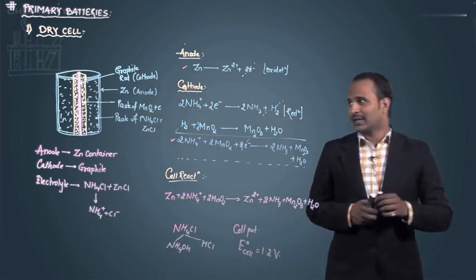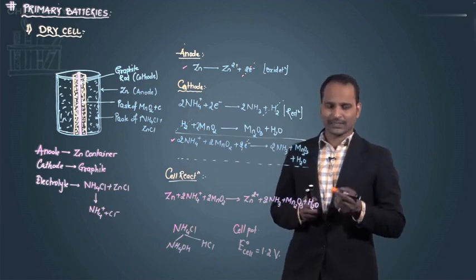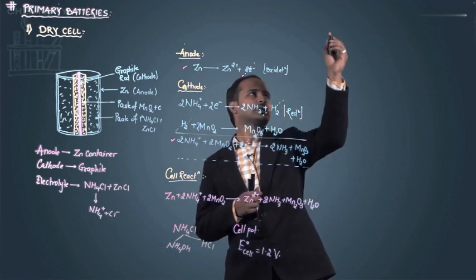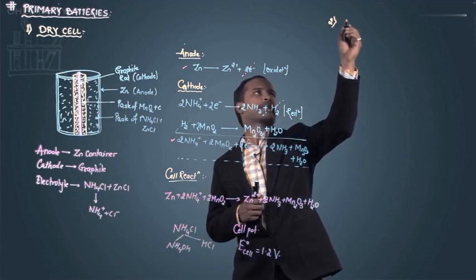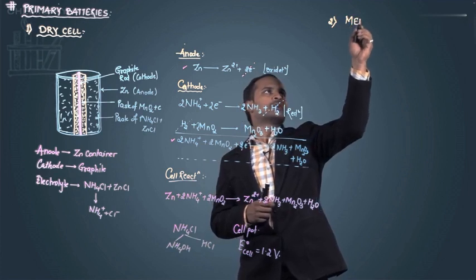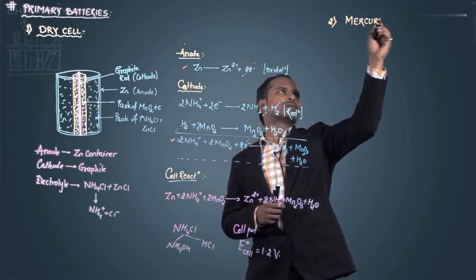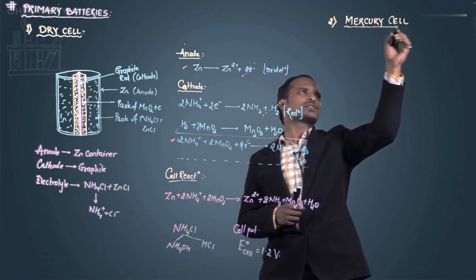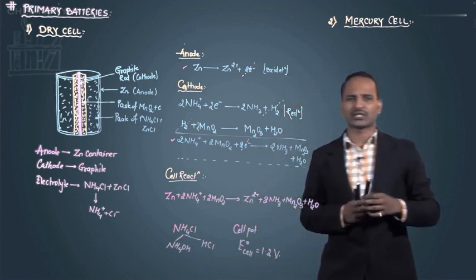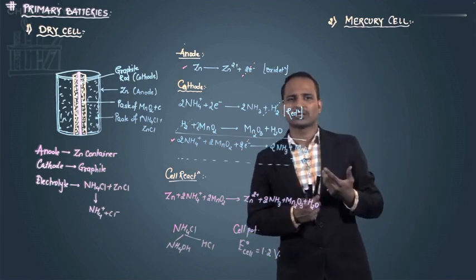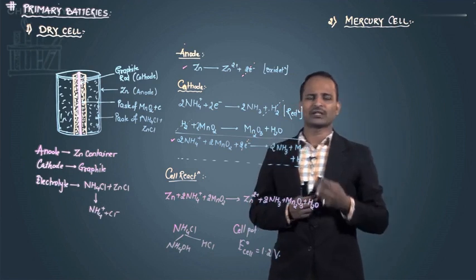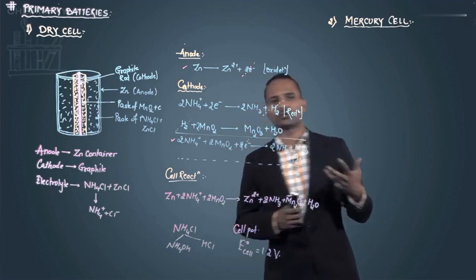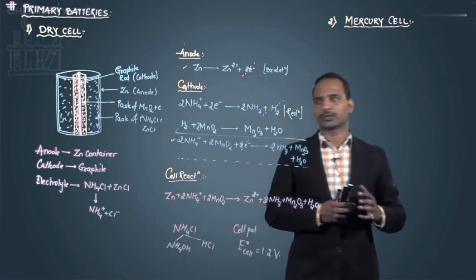Now after the dry cell, let's talk about another example of the primary battery, that is the mercury cell. Mercury cells are the small-size cells which are used in watches, in hearing aids, and in cameras. Again, they are non-rechargeable, use-and-throw batteries. Once they get over, we just throw them.